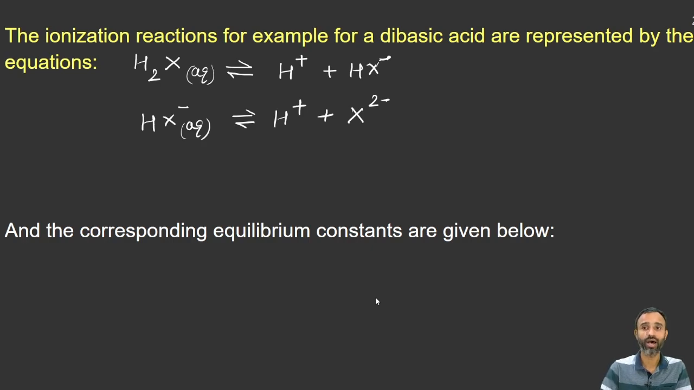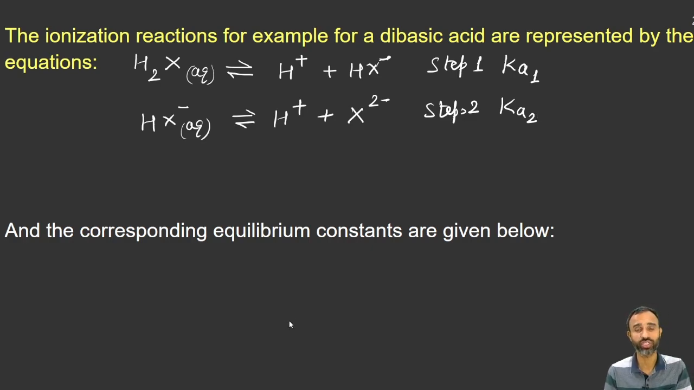So these are the reactions for the ionization of dibasic acid. Means one H plus ion is removed at a time. That is first step. This is step 1 and this is step 2. Now if we write their equilibrium constants, then for the first one, let us say this is Ka1 and this is Ka2, first dissociation constant and second dissociation constant.